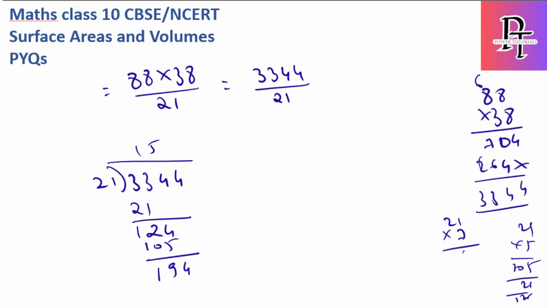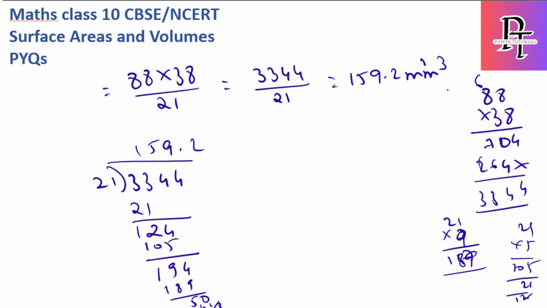So 21 sevens, let's see. 21 nines, okay. 21 into 9, I'm getting as 189. So remaining is 5. So point will become 50. So 21 into 2 will become 42. 8 will be remaining. Okay, so I can end here, which is 159.2 millimeter cube is the final volume.